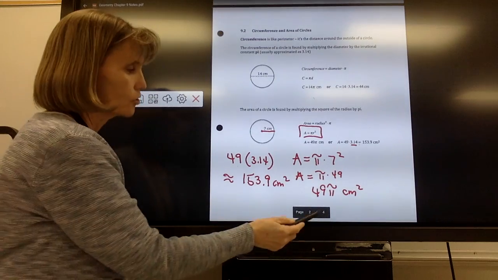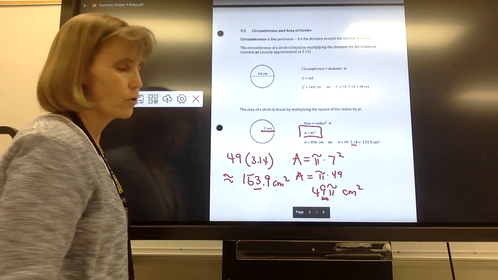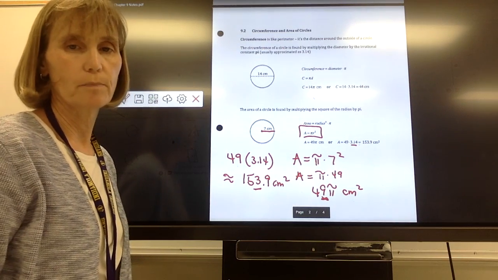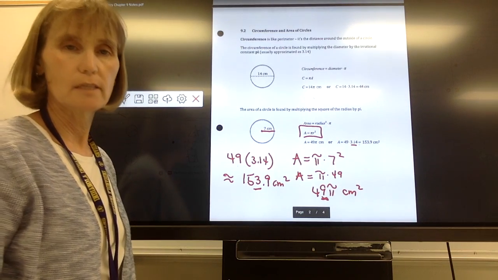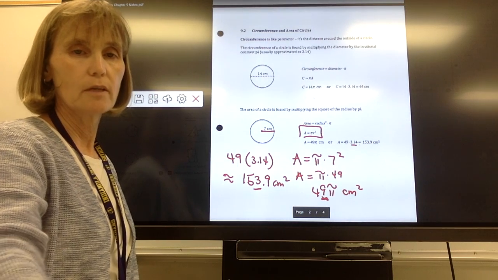So we can leave our answer exact with pi in our answer, or we can plug 3.14 in and get the decimal approximation. Okay, we're going to read the directions and decide what we want to do. That's how you find circumference and area of a circle.